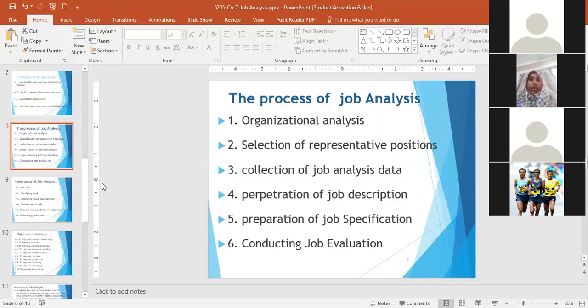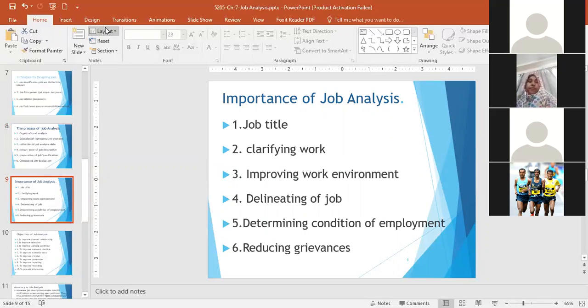And then number 6, conducting job evaluation. Job evaluation. Here we have to proceed in a proper, systematic way. And then next, importance of job analysis.